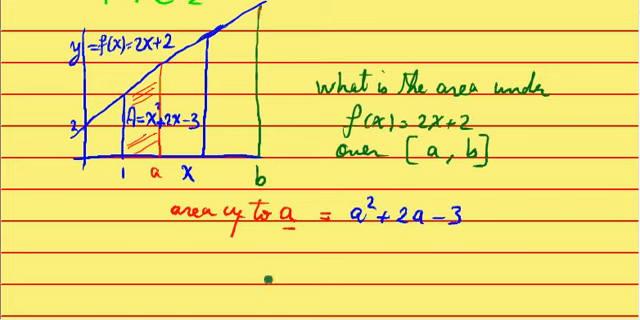Area up to B, what is that? Now just move x over here. Remember, x could be any number. Now suppose x is just b. So area up to b means I am calculating all the way up to here.